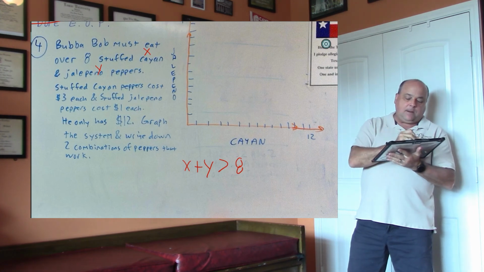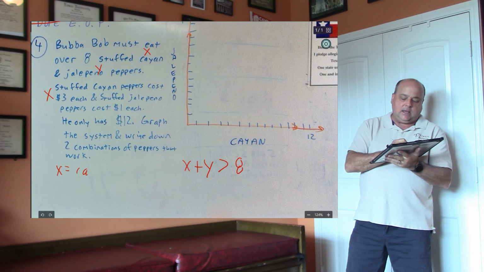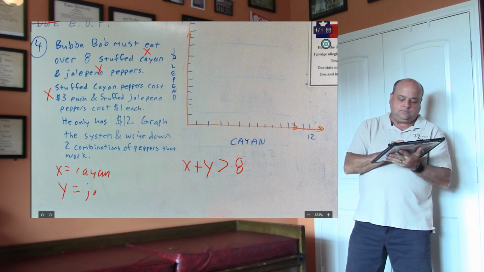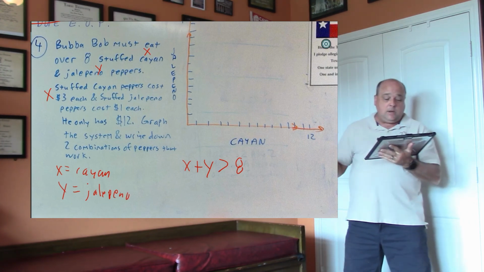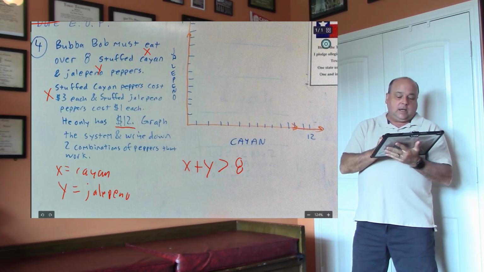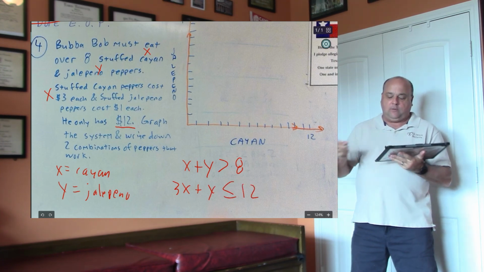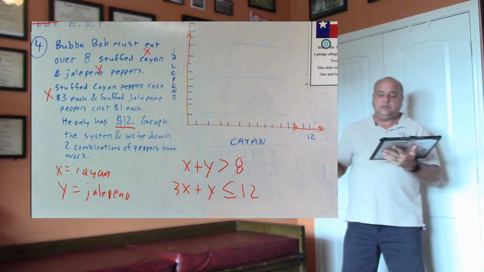Okay, stuffed cayenne peppers cost $3. That's our x. So x equals cayenne. Y equals jalapenos, right? My cat walks in, just keep going. Okay, and he only has 12 bucks. Okay, so 3x plus 1y has to be less than or equal to 12. So those are our 2 equations there, okay?